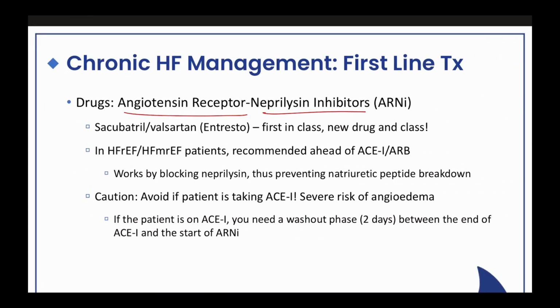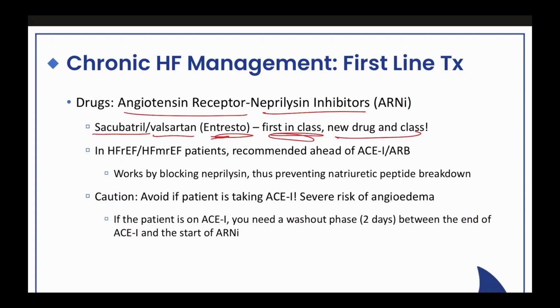Angiotensin receptor and then neprilysin inhibitors, sacubitril and valsartan. This is your Entresto. First in the class, new drug in a whole new class of drugs. Why are combo drugs better? Compliance. Compliance with the patient. You're right. It's still helping with different symptoms, but it's easier for a patient to remember to take one pill than 2 pills. So that's why the combo ones help a lot.